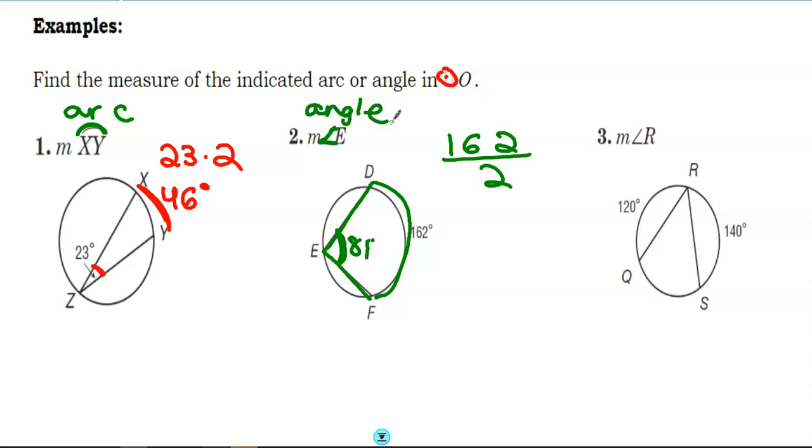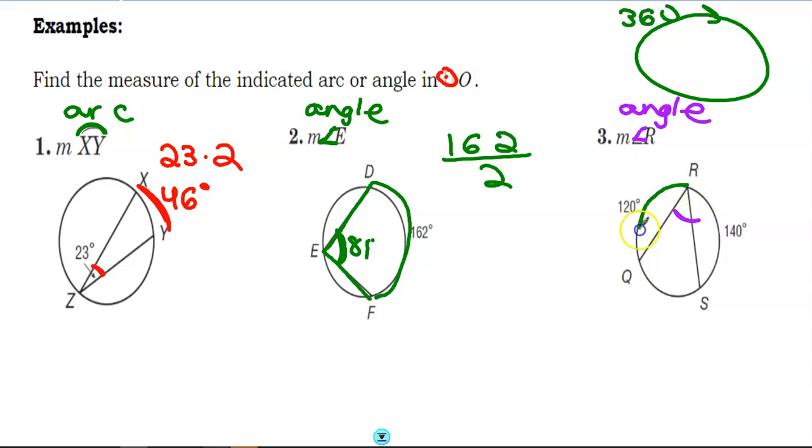Okay? All right, so what does this symbol mean? Well, we're talking angle. Okay, well, I want to find out what this is. So first I have to figure out, well, all circles add up to 360. So if I have 120 and 140, I'm going to do 360 minus those two angles. So those two arcs, I'm going to add together and subtract from 360. So 120 plus 140, subtract that from 360, and I've got a hundo. So 100 is right here for the arc.